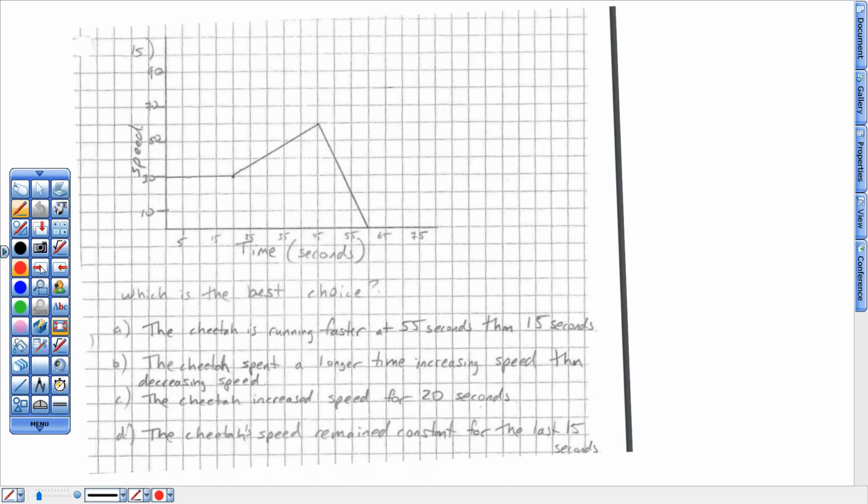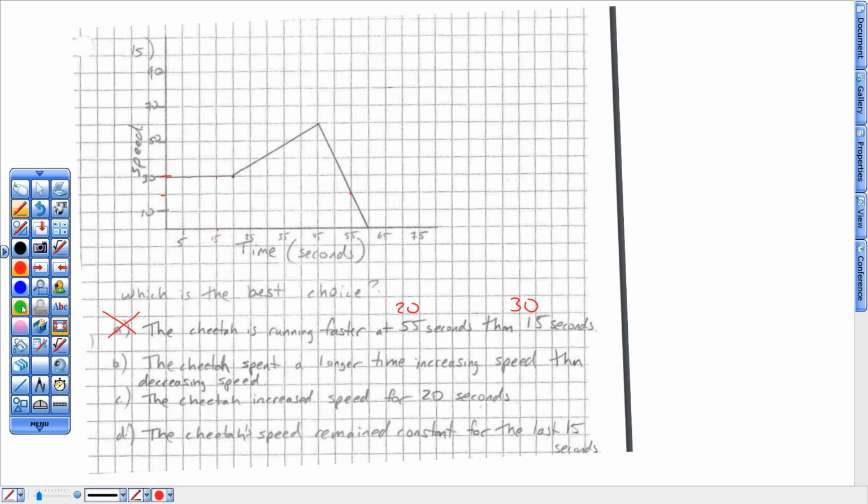Next word is black. All right, this one right here. What is the best choice? Cheetah running faster at 55 seconds. So at 55 seconds, it's running about 20 miles per hour. At 15 seconds, it's running 30. So that is a false statement.